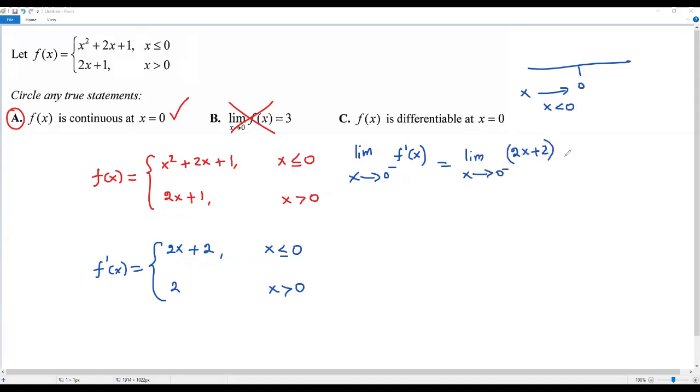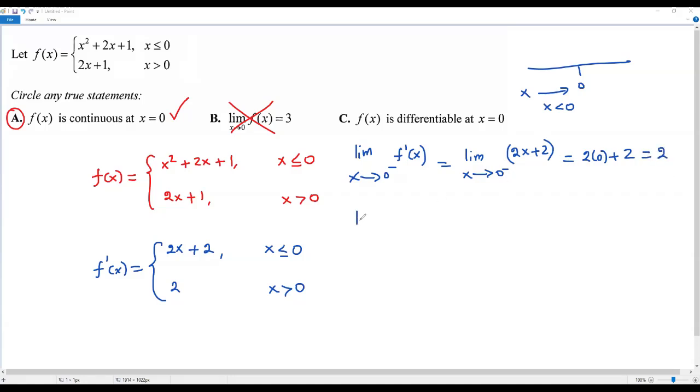Okay, let me do it. Now what we have to do is plug in the limit 0 for the x over here. This negative sign has nothing to do with the calculation part. It just indicates that x approaches 0 from its left side. Okay, now let me plug in this 0 for x over here. Then I'm getting 2 times 0 plus 2. 2 times 0 is 0. 0 plus 2 is just 2.